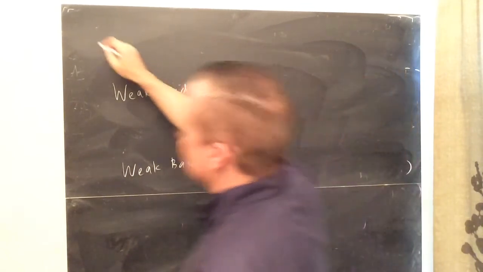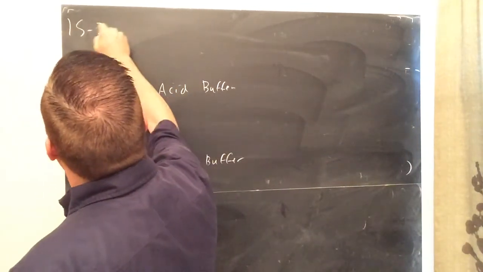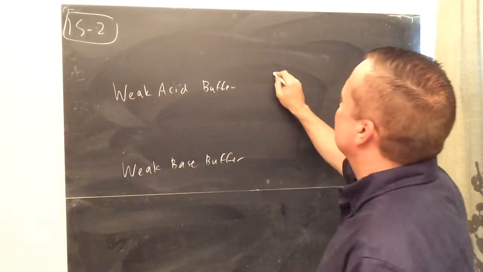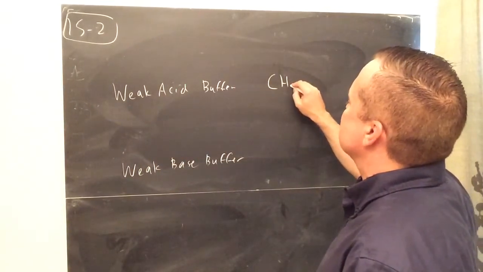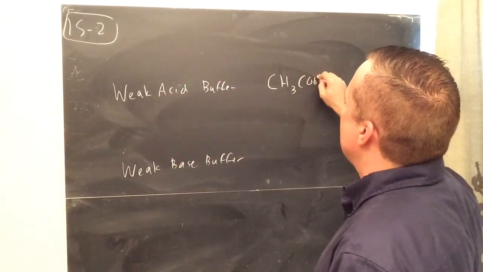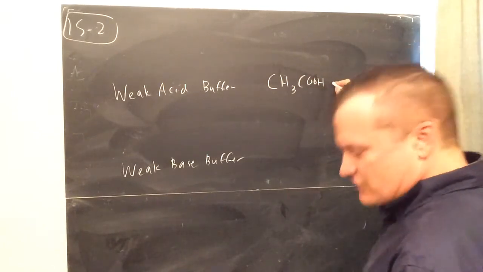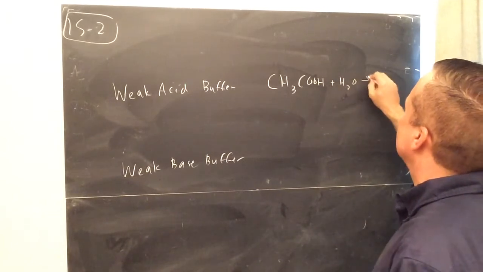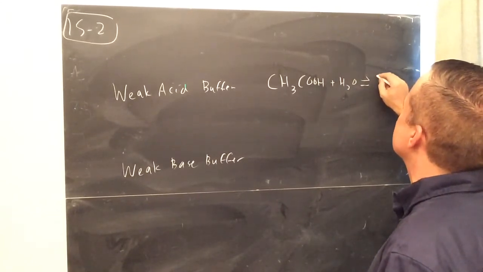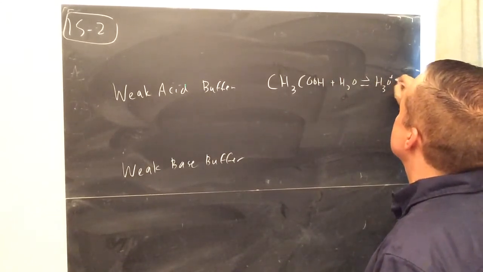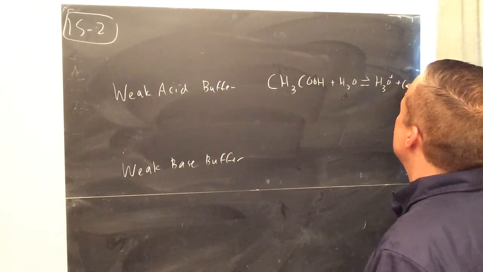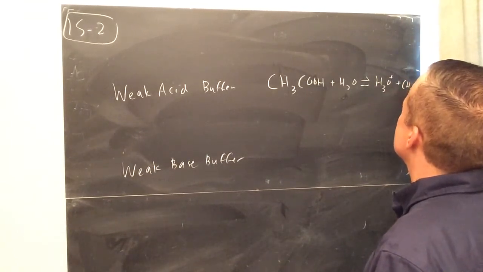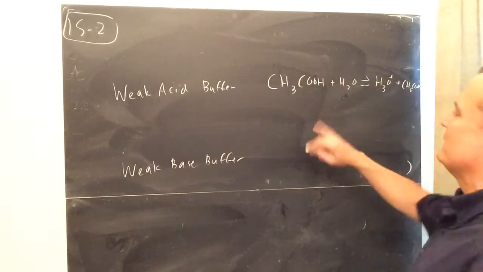I should have gone up a little bit higher there. We're doing 15.2. Weak acid buffer. All right, so first you start with the acid, CH3COOH, acetic acid. And you know how to do it with water. I did it with water here. You know that it would react in an ICE box kind of equation like this. H3O plus, and I'm going to run out of space. CH3COO negative. I guess I can put it there, like that.